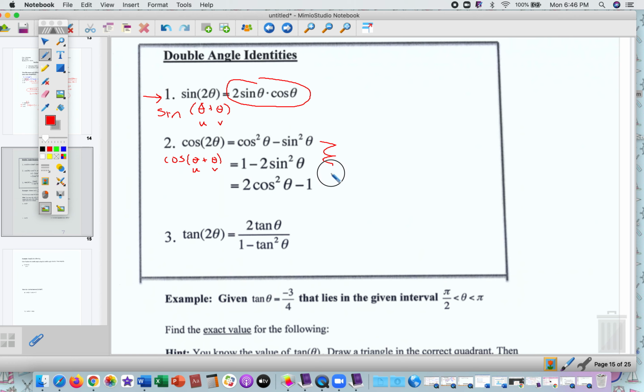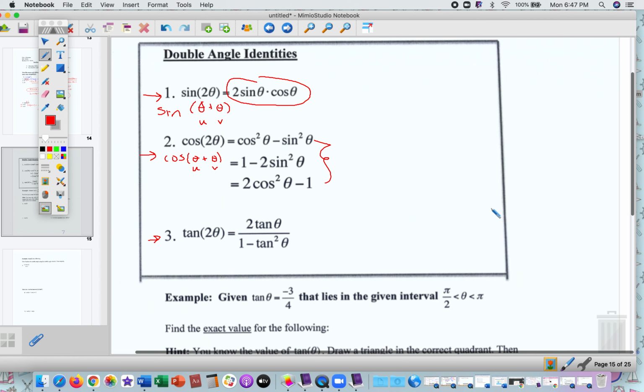Now notice all three of these are the same. Sometimes we're going to want to use cos squared minus sine squared. Sometimes we'll want to use 1 minus 2 sine squared. Sometimes we'll use 2 cos squared minus 1. Just depends on the problem. We can use any of them. And then for tan of 2 theta, we have 2 tan theta over 1 minus tan squared. Let's look at this first problem.